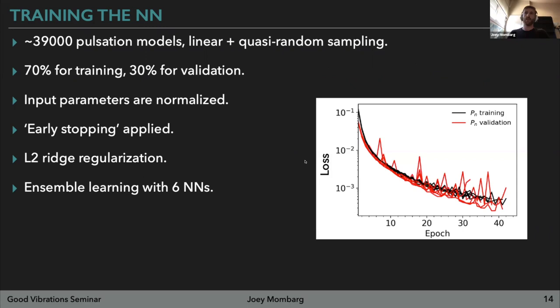So a good diagnostic to look at for neural networks is, of course, the learning curve, where you show the loss of the neural networks or the performance as a function of the training epoch. And so ideally, you want the training data and the validation data to have the same order of loss, which is the case here. So this tells us that the neural network is not overfitting or underfitting, but doing a good job at generalizing the correlations in the data.